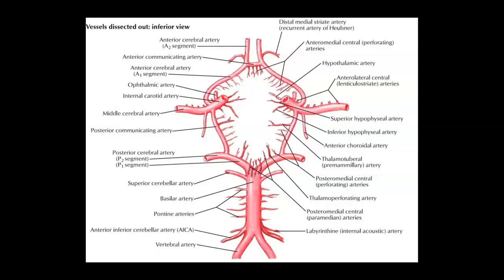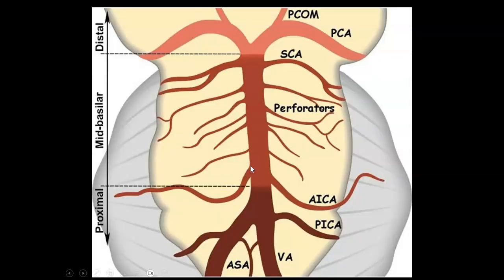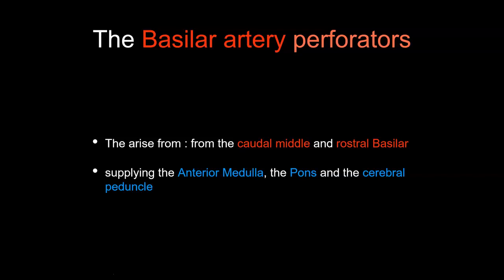Posterior circulation perforators, as we said, they are from the basilar and the posterior cerebral branches of the circle of Willis. So, anterior perforated, middle perforated substance, posterior perforated substance, and we start with the basilar artery. It arises from all the length of the basilar artery, caudal, middle, and rostral. And what does it supply?